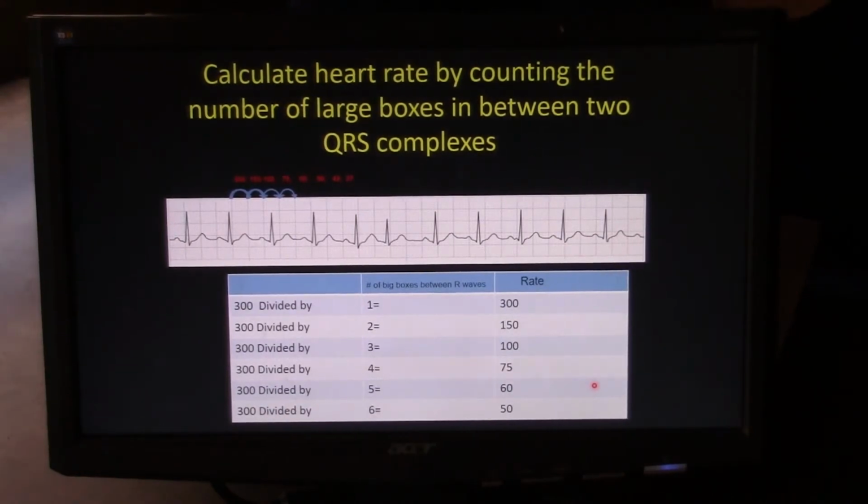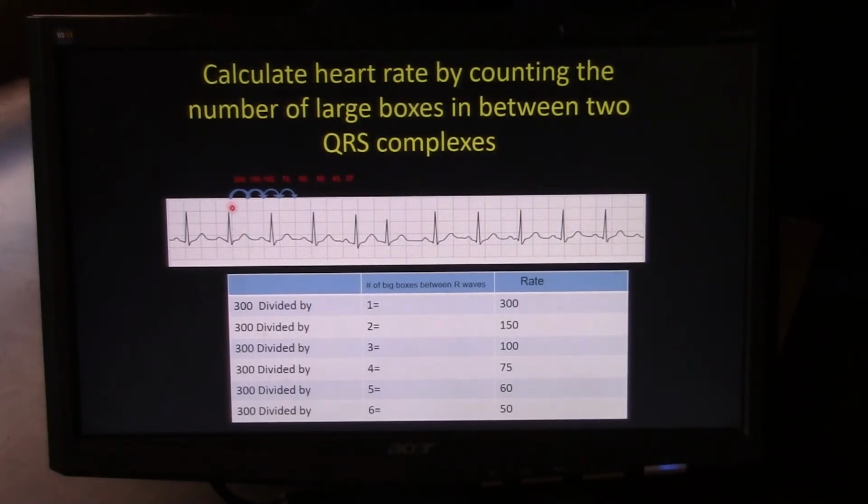But there's another way to calculate heart rate, and that is by looking at the complexes and where they fall. It's best to find one that falls close to or on top of a dark line, or the beginning of a large box, like it does here. And what you do is each large box is basically 300.